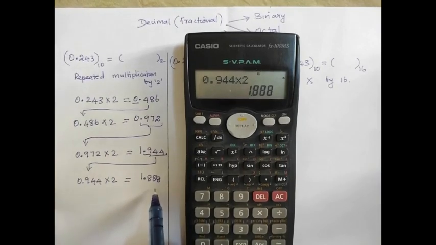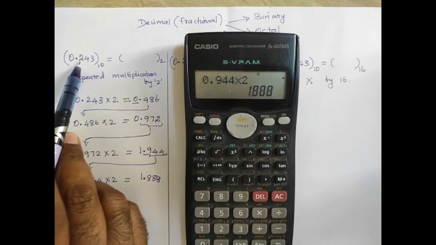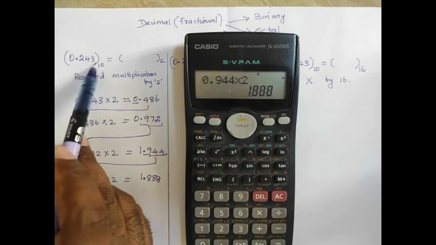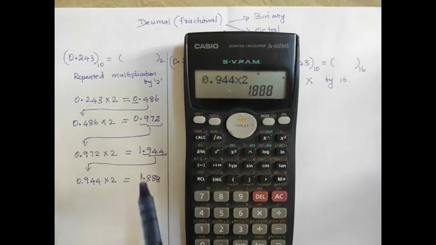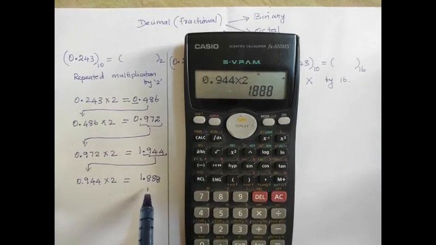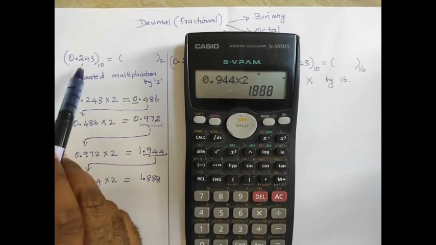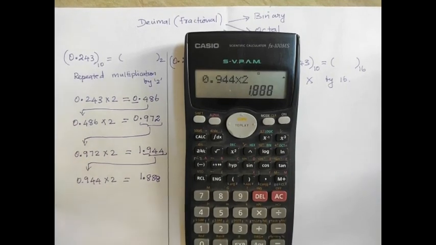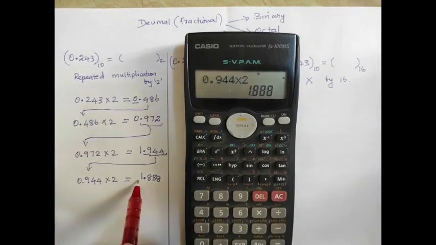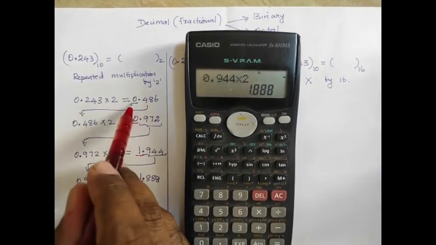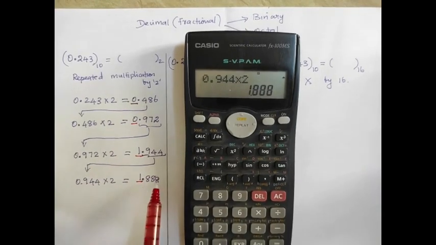Now how many steps do you have to do? Look at this. In the decimal value you have 3 places after the dot. So you can stop after 4 steps, or stop when you get 0. But in some cases you will not get 0, it will keep on giving you values. So you have to stop at the fourth step, because you have 3 places after the dot. So here I am marking this. We have 4 calculations.